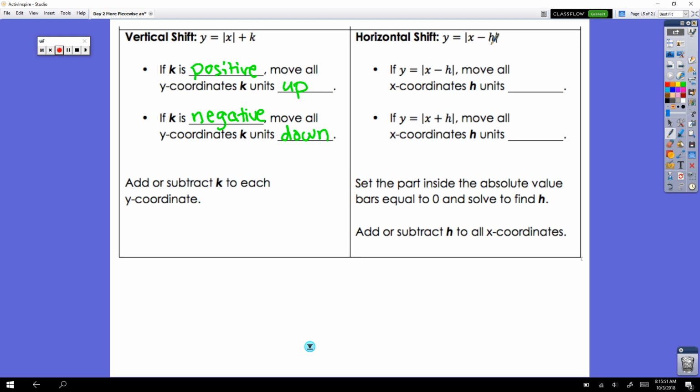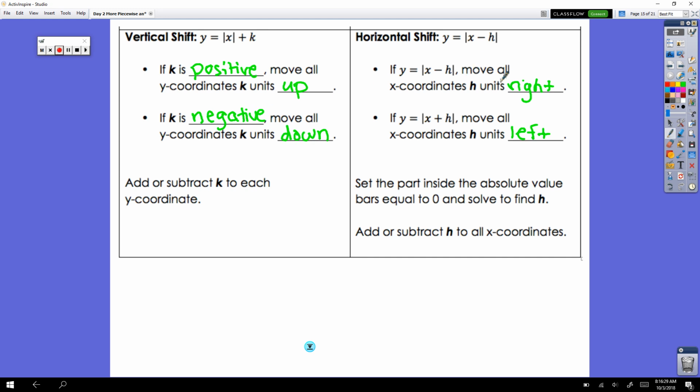So, now we have here our h. Y equals absolute value of x minus h. If y equals absolute value of x minus h, move all x coordinates h units right. If y equals absolute value of x plus h, move all x coordinates h units left. Now notice here, this does what you would think that it would. So when k is positive, you move it up. When k is negative, you move it down.